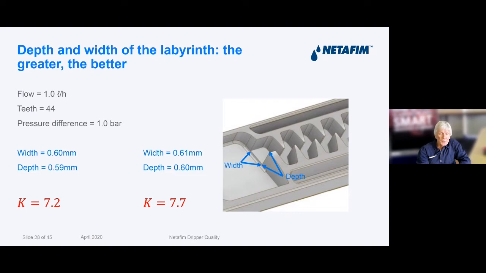The greater, the better. So if I take a common dripper, 1 litre an hour dripper, this is a Netafim dripper, it's got 44 teeth, and a pressure difference of 1 bar. It's got a width and a depth of 0.6 and 0.59 millimeters respectively. If we were to increase those dimensions by 0.01 of a millimeter, up to 0.61 and up to 0.6, our turbulence coefficient would increase from 7.2 to 7.7, so we'd have more turbulence.